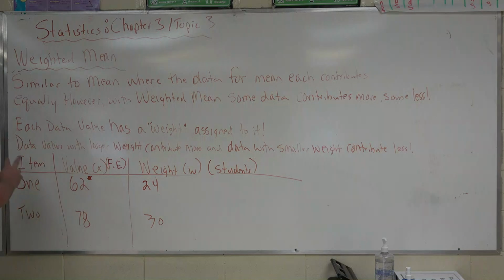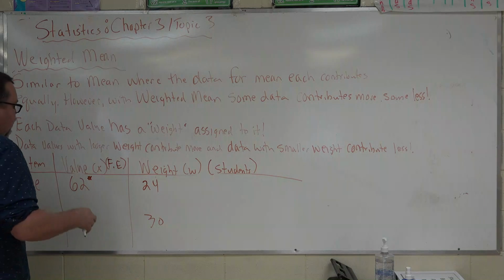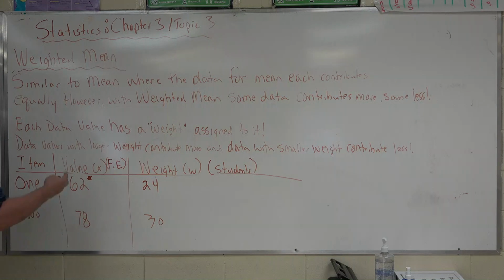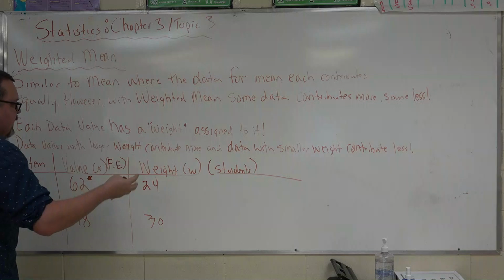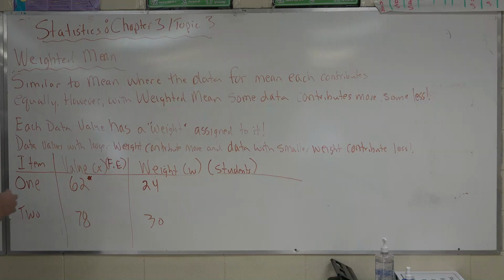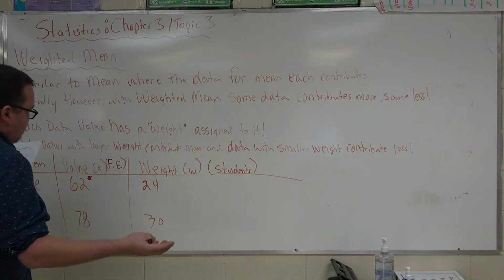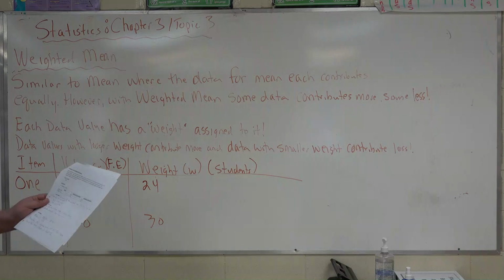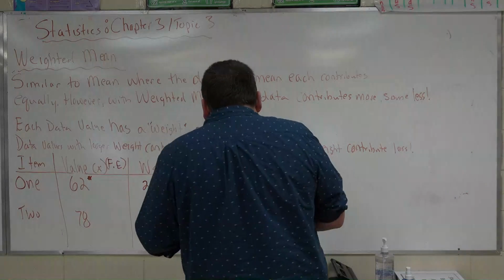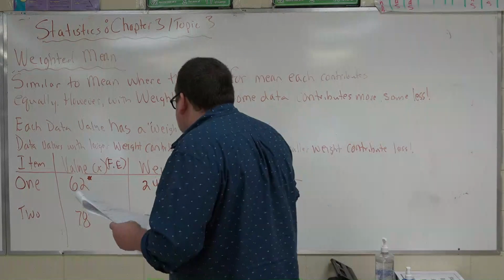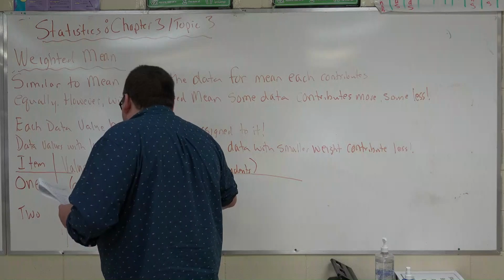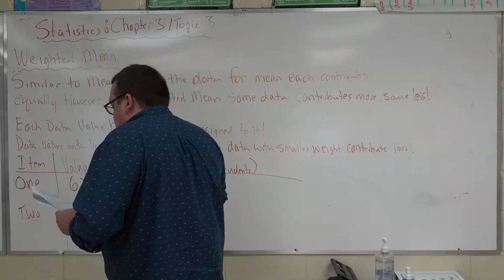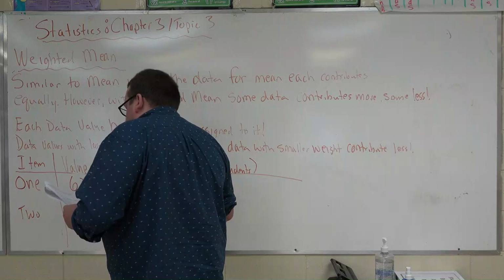So I put item 1, the value, which was the final exam average score of 62%, and the weight would be the number of students. Class number 2, their final exam value was 78% average, and the number of students, which would be the weight, was 30. So step number 1. To calculate the weighted mean, first multiply each value by its weight. So 24 times 62. 30 times 78.